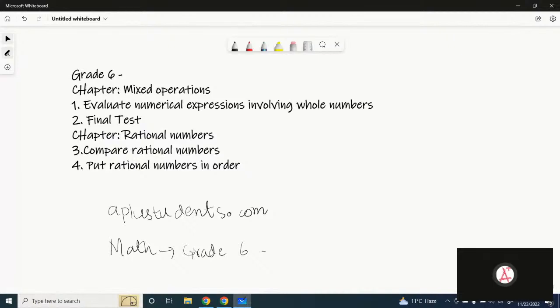So here is the list of the topics we're going to cover today. From the mixed operations chapter, we're going to cover evaluate numerical expressions involving whole numbers. Then we'll do the final test from the chapter. Then we'll start the next chapter, that is rational numbers. And the topic we're going to start with is compare rational numbers and put rational numbers in order. Got it? Okay, please make sure you have your notebook and pencil so that you can note down the important examples as well. Got it?